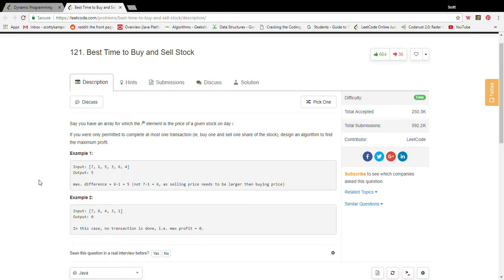We are given an array where the ith element is the price of a given stock on day i. If we're only permitted to complete at most one transaction, the transaction being we buy one and sell one share of the stock. So that's key for this problem. We're only doing one transaction. We get to buy at one point and then sell at one point. Design an algorithm to find the maximum profit.